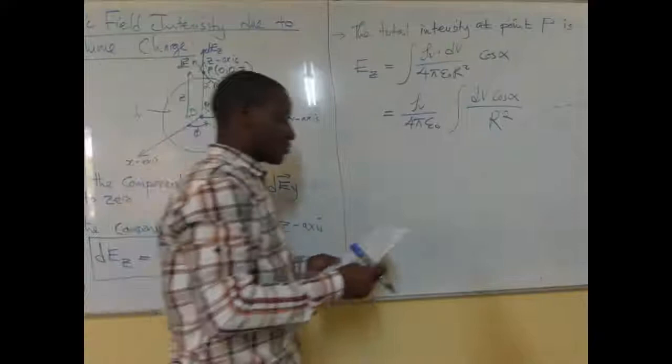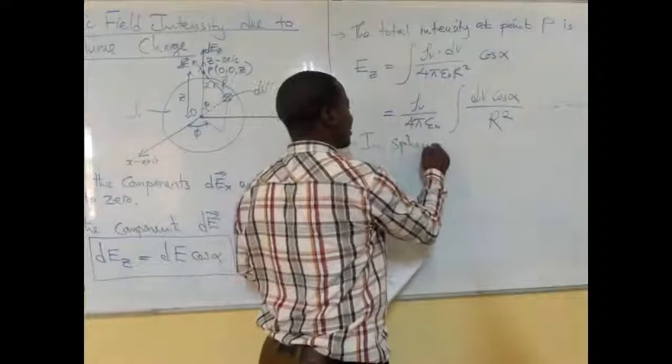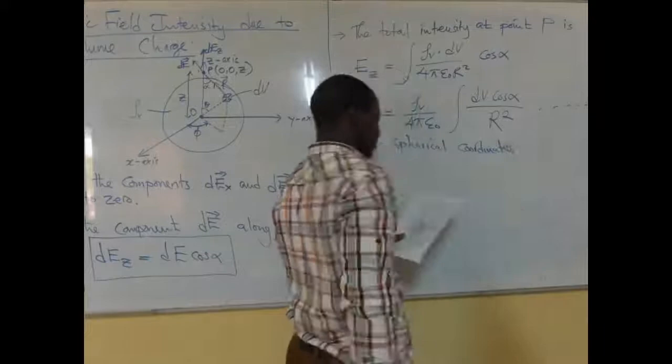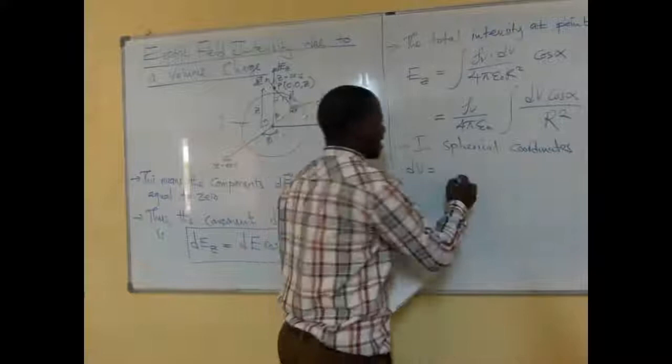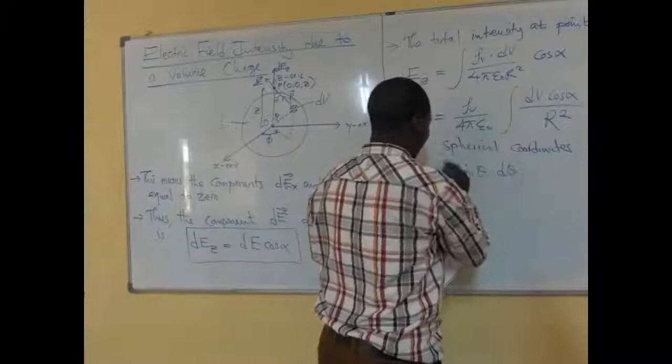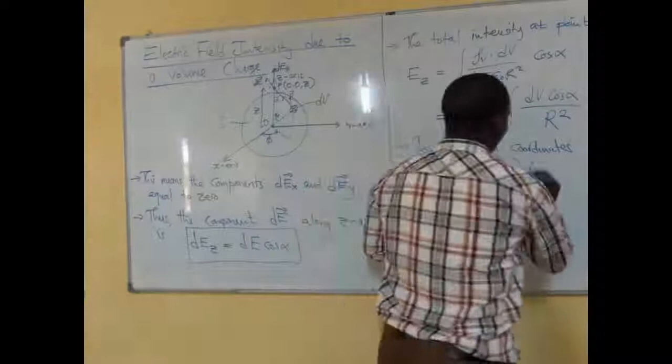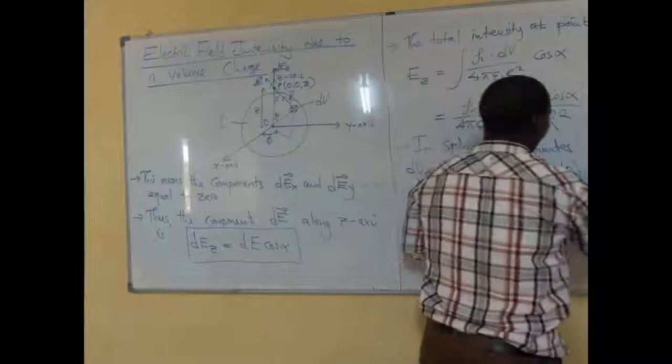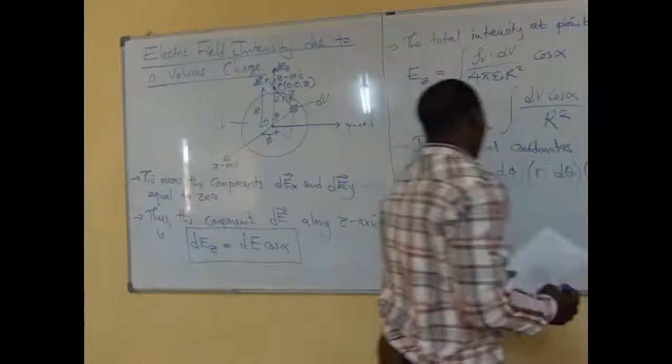So what we are saying is that in spherical coordinates, this volume, which we are calling dV, is the same as r sine theta multiplied by d phi, into r d theta, all this multiplied by dr. So we call this equation 2.